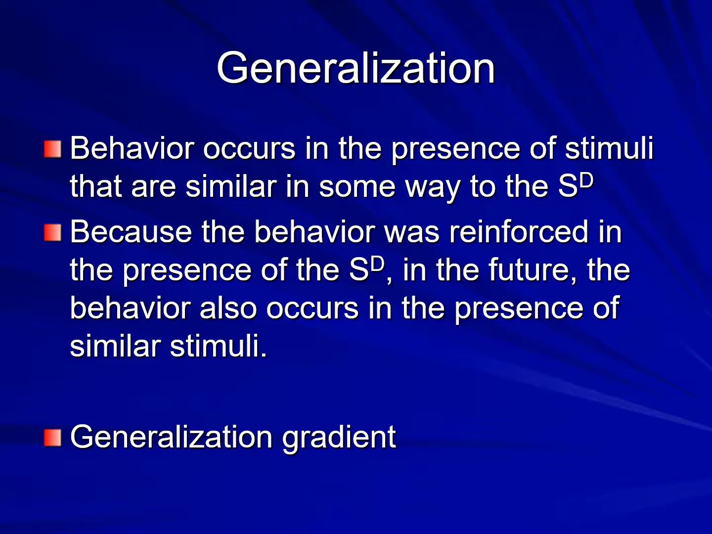We talked a bit about generalization earlier. Generalization is the extent to which I'm going to engage in a behavior. If I learn to engage in a behavior under one set of conditions, I'm likely to engage in that behavior in the future in similar situations. The more different the situations are from the situation in which I learned the behavior, the less likely I am to do it. That's called a generalization gradient.